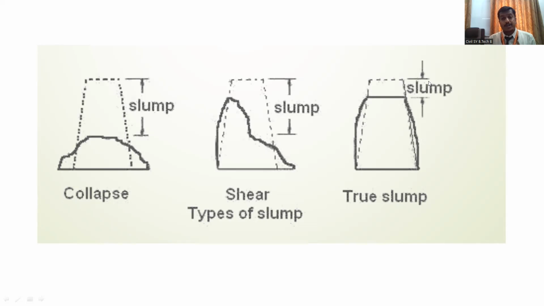Okay, and based on that, now you will come to know, sir. Now, can you tell me which one is the most workable concrete for us? Which one is workable? Concrete having shear slump. True slump indicates whether the concrete is workable or not.